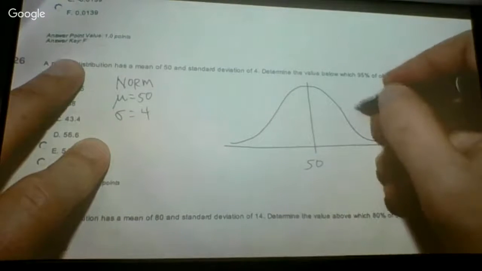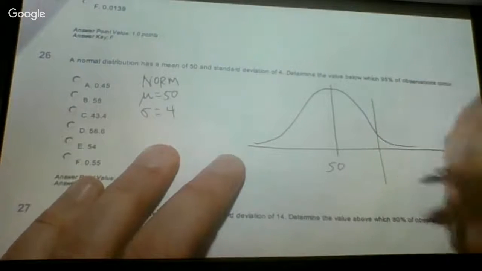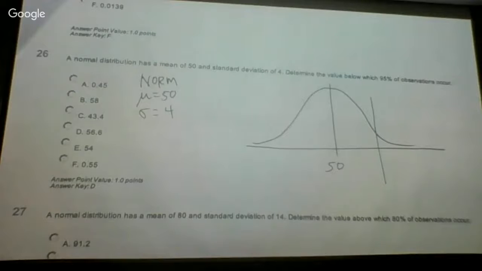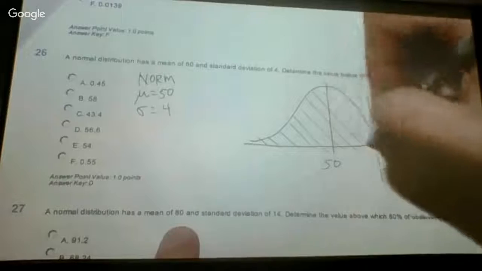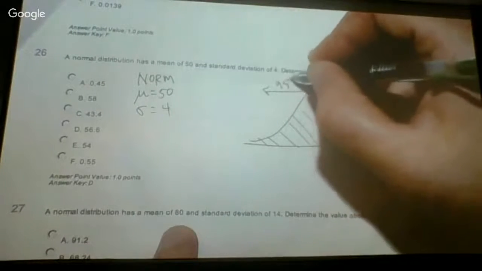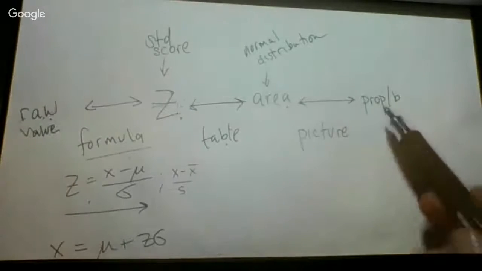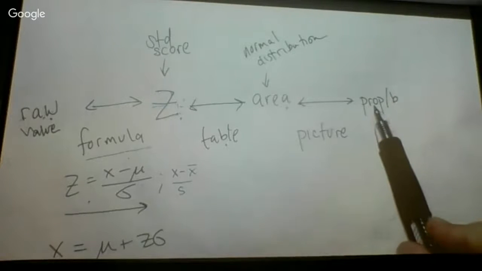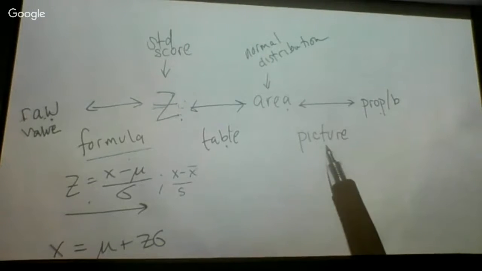And I know part of the question that's asking about proportion says there's going to be some value over here, whatever that value is. 95% of stuff is over there. I've been given a proportion, which is 95%. I have put that proportion on the picture.